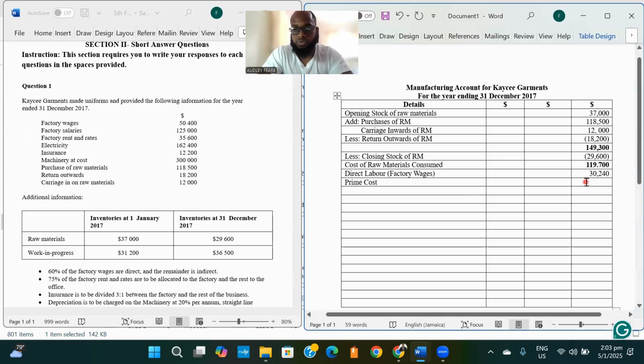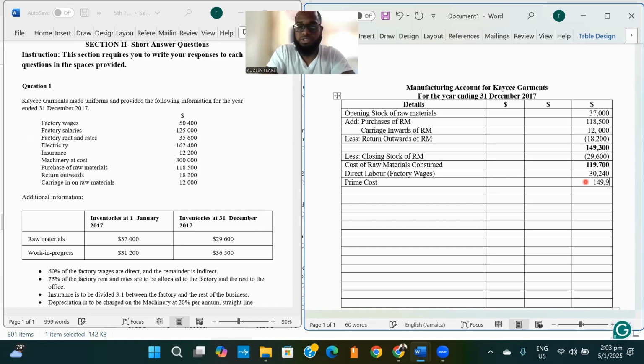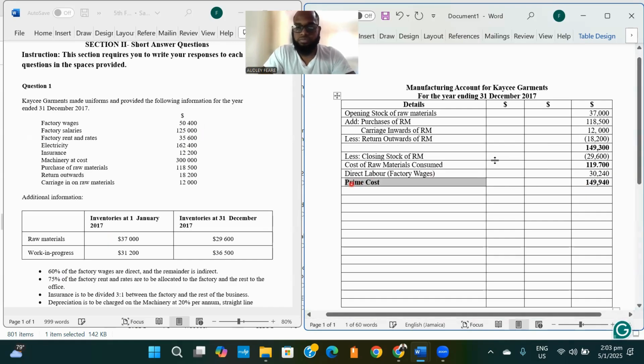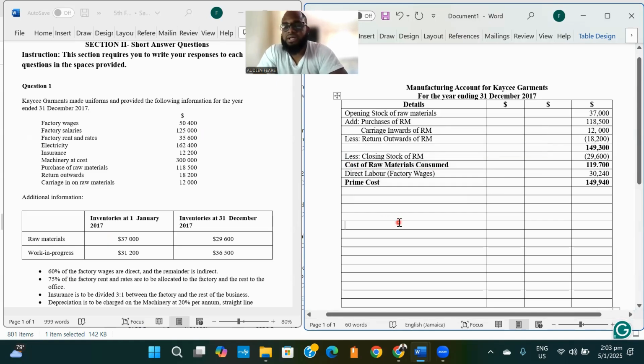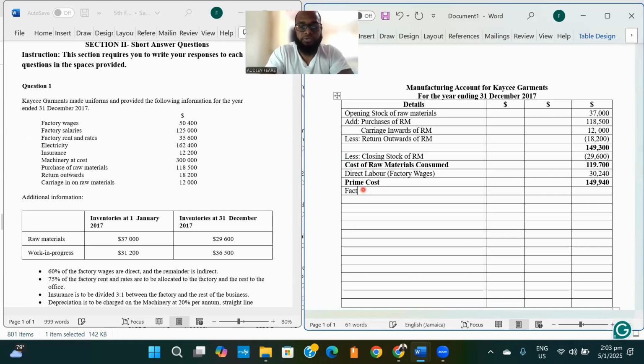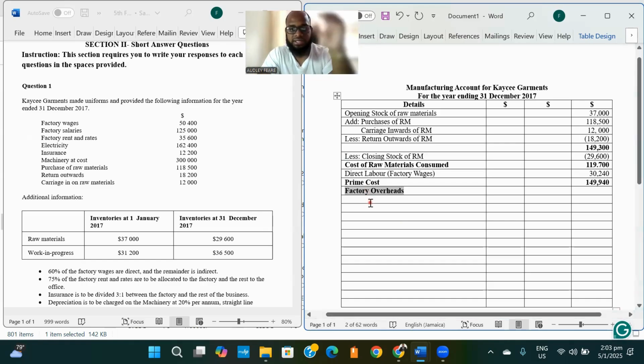And our prime cost now, when we add those, we'll get 149,940. Just go with these. All right. So that's so far. Now we want to go into our factory overheads or our indirect expenses. So factory overheads. We need to factor in all the different costs that are associated.